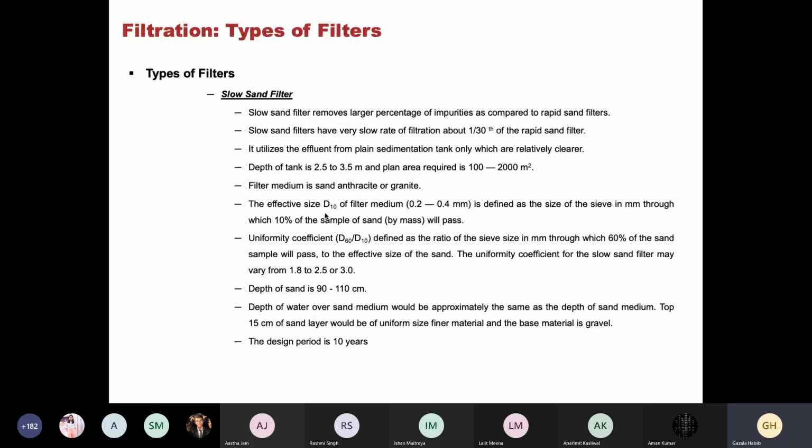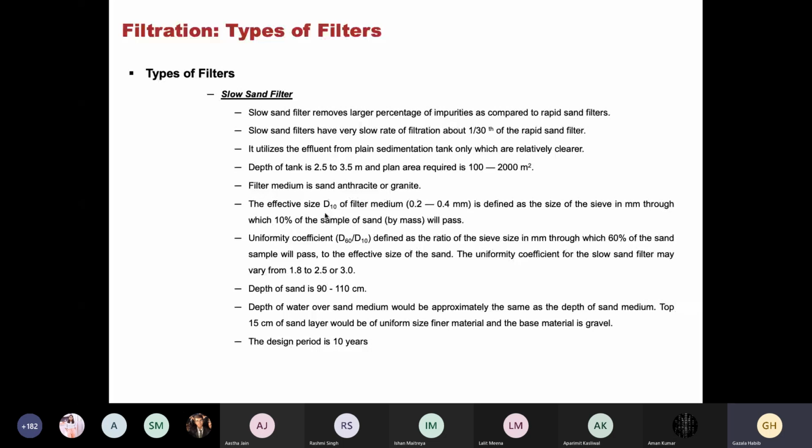Then D10, say the bottom sieve is 2 millimeter in size. From that sieve, say only 10% of the mass passed through, and 90% remained above that sieve.